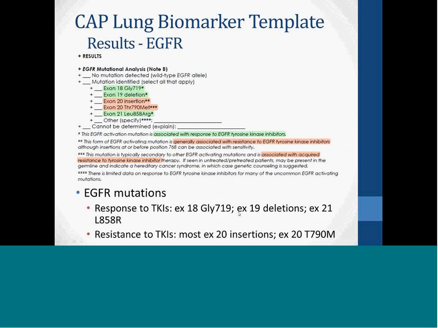Moving on, the results section in the biomarker template starts off with EGFR mutation analysis, either mutations detected or mutations not detected, with a list that can be checked. I've highlighted in green here the mutations that are associated with response to tyrosine kinase inhibitors, and in red the ones that are associated with resistance to those same inhibitors.